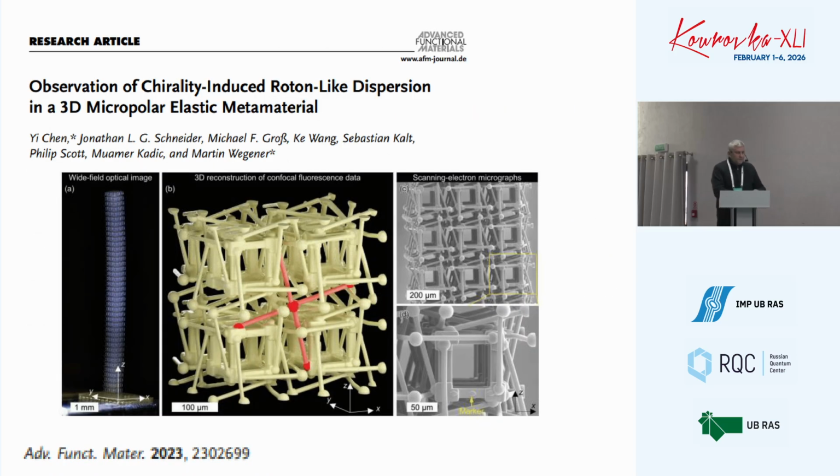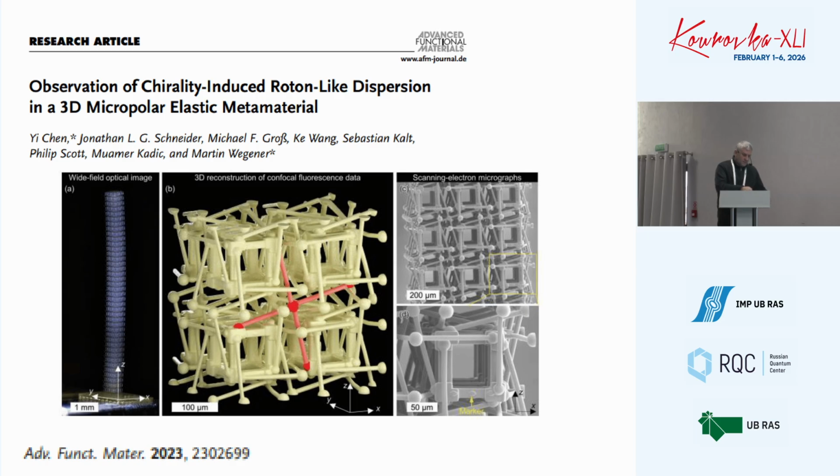Prediction of the roton minimum attracted a lot of effort from experimentalists because it became clear that the roton minimum is not related to low temperature dynamics, not a quantum effect, but related to kinematics and can be observed at room temperatures. First success was reached by a group from Karlsruhe Institute of Technology. The leader is Martin Wegener. They synthesized the elastic metamaterial shown here.